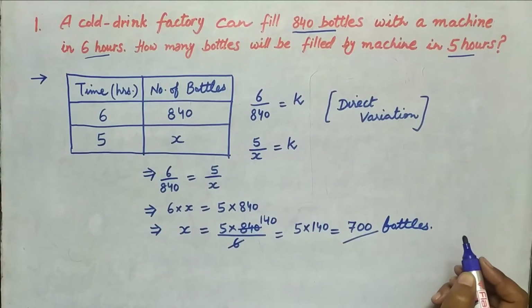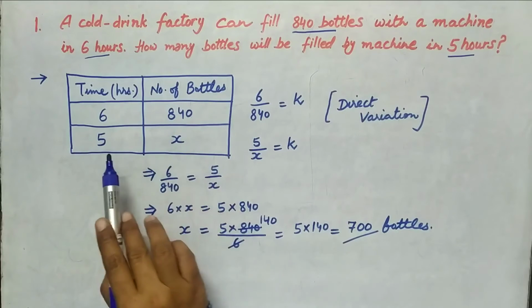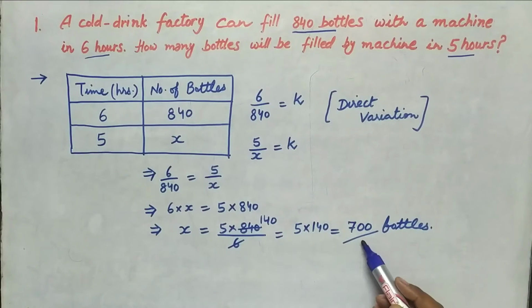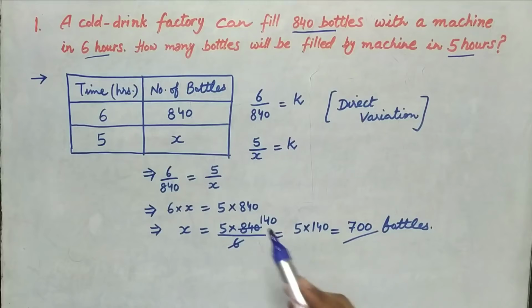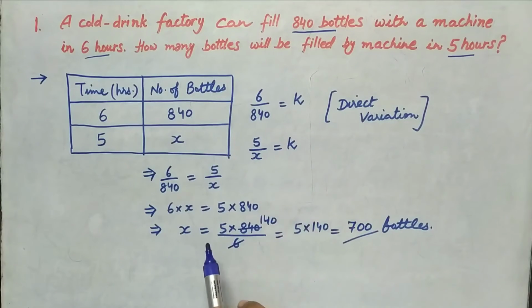In 6 hours bottles were 840. In 5 hours, number of bottles becomes 700. It is less. In this way, we can do the sums of direct variation quite easily. Make the table, equate the values of left hand side and calculation work. Let us do one more sum.